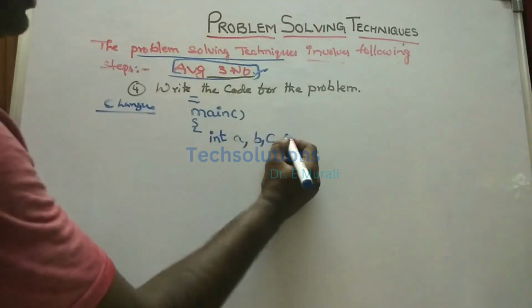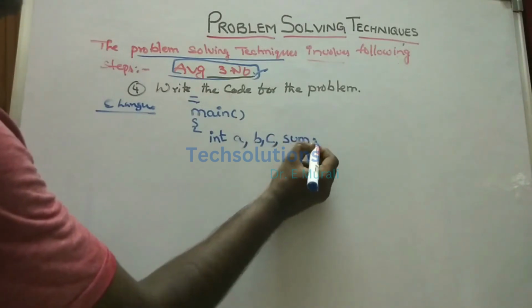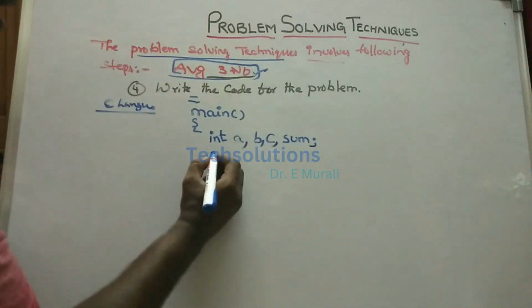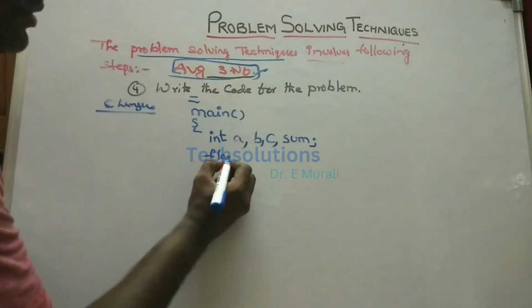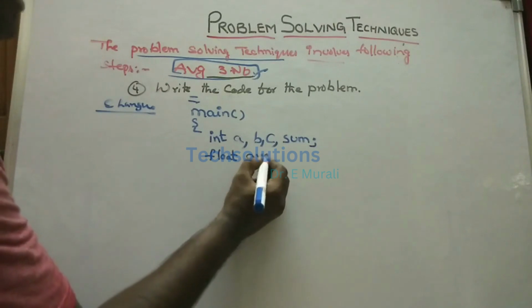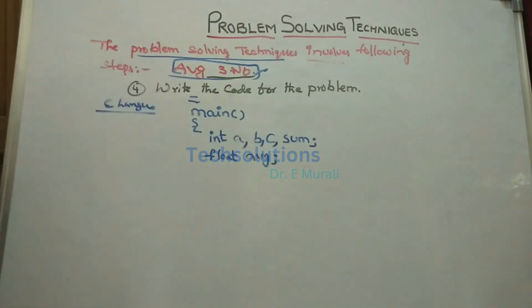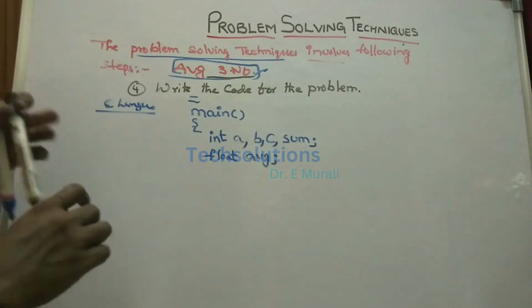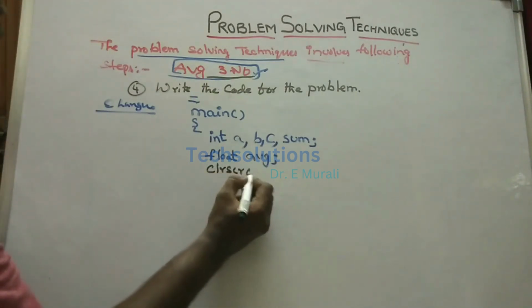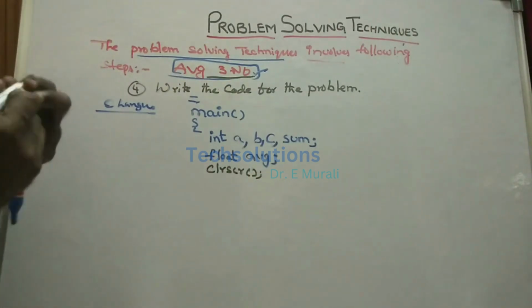I also use one more variable for the summation of those 3 inputs. And I declare one output variable, of type floating point, because I have to find the average. These are the variables I require. Then later I can read the inputs that I need.